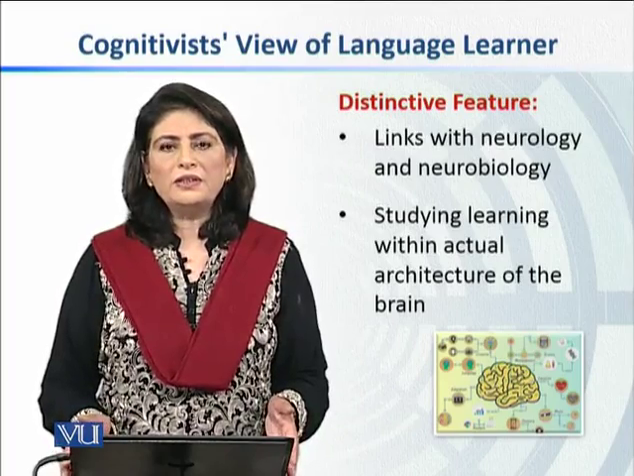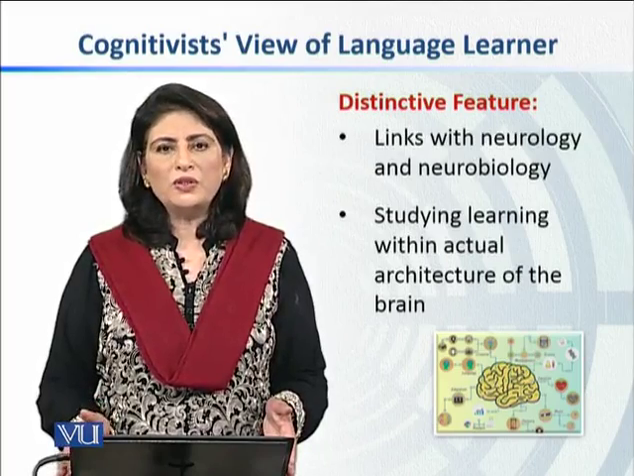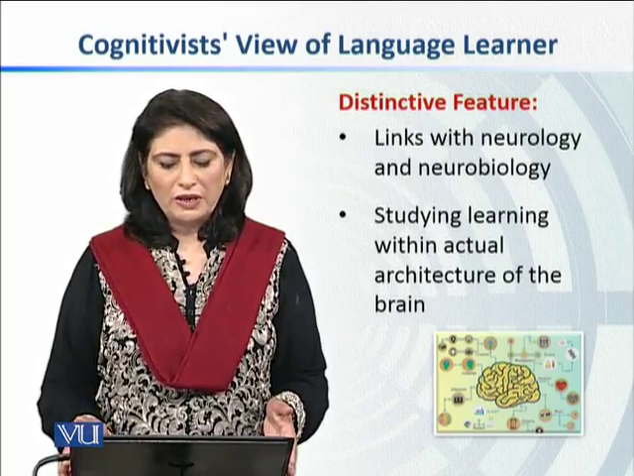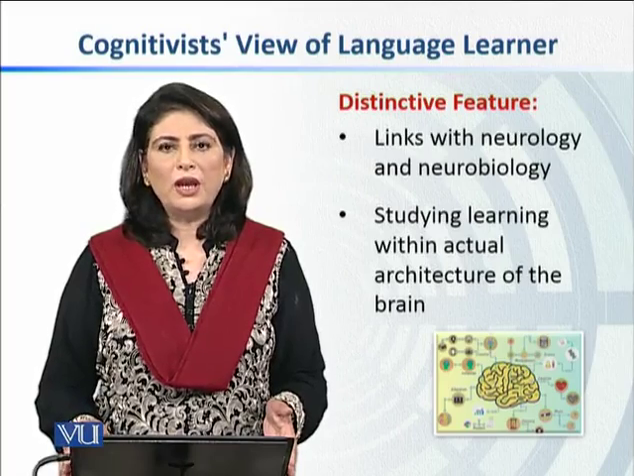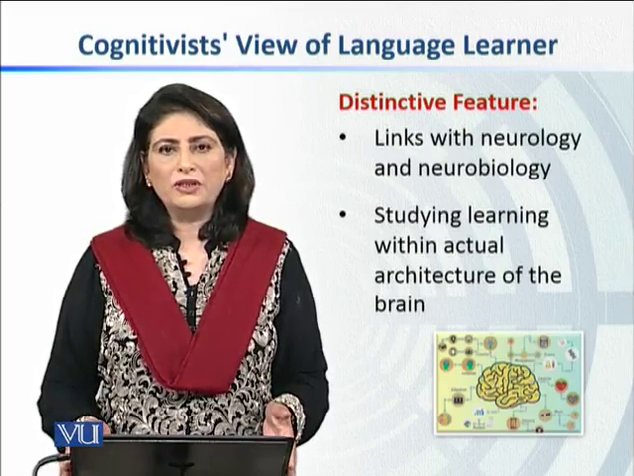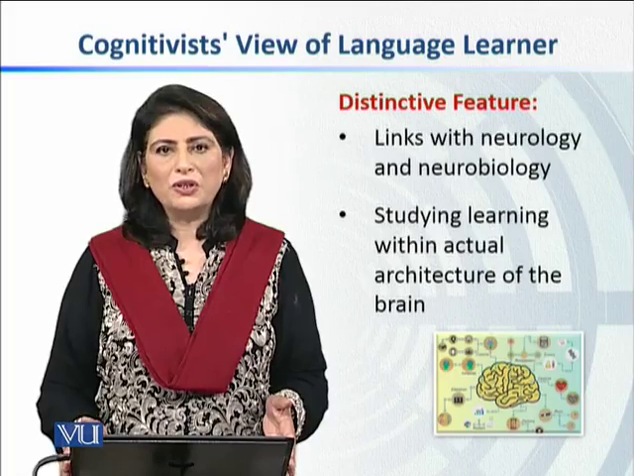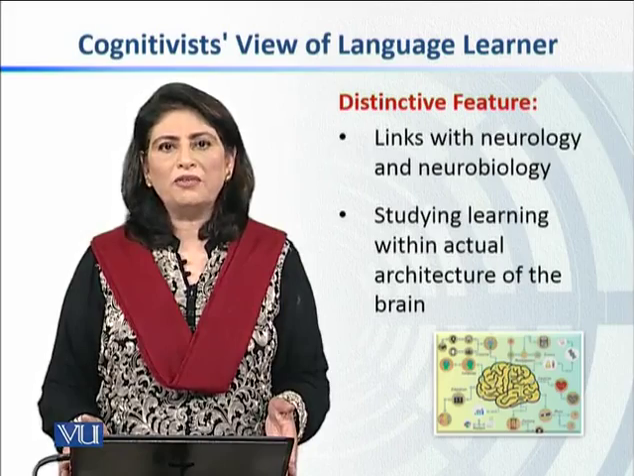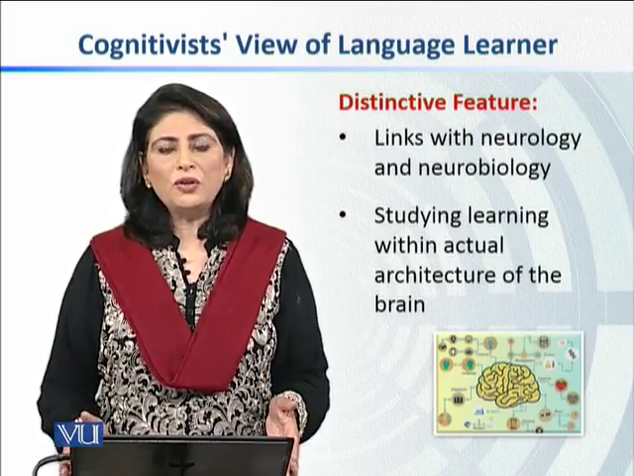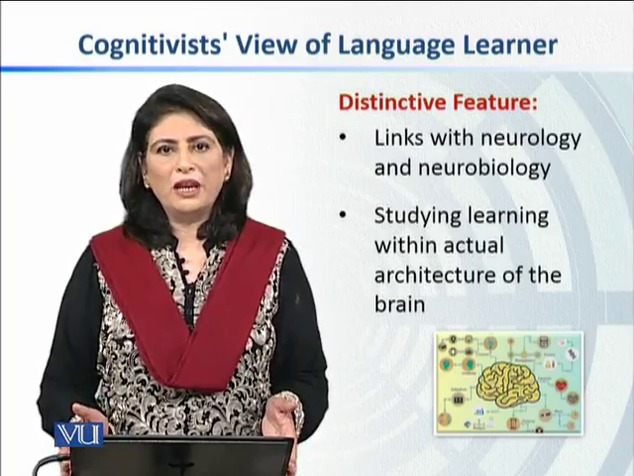Now, what are the distinctive features of a cognitive approach? If we are to sum up those features, we would say that it is definitely linked with neurology and neurobiology, that is the structure of the brain itself, and it tries to understand how information related to language processing is distributed and represented in the biology of the brain itself.